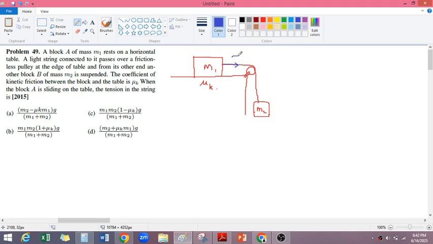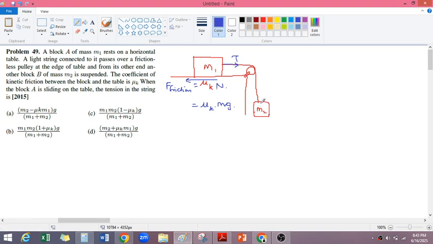Tension in the string is pulling it this way. F friction is acting this way. Friction is mu into N. Since it is horizontal, I can use mu into mg, because mg will be acting downwards and the normal reaction will be acting upwards.